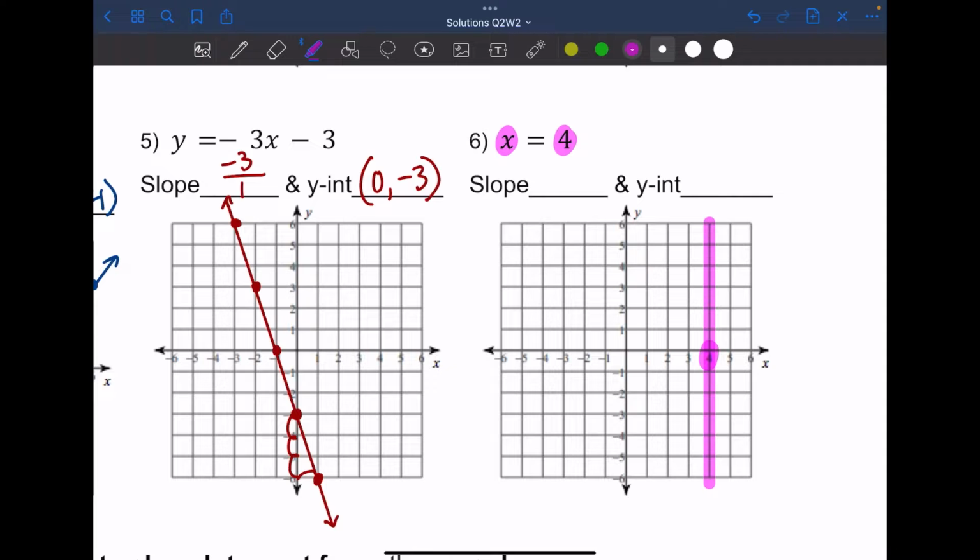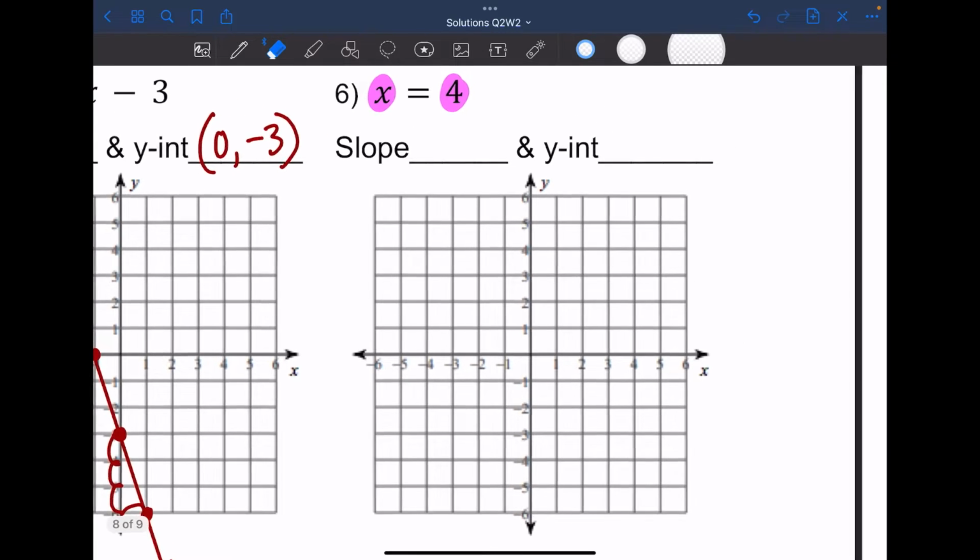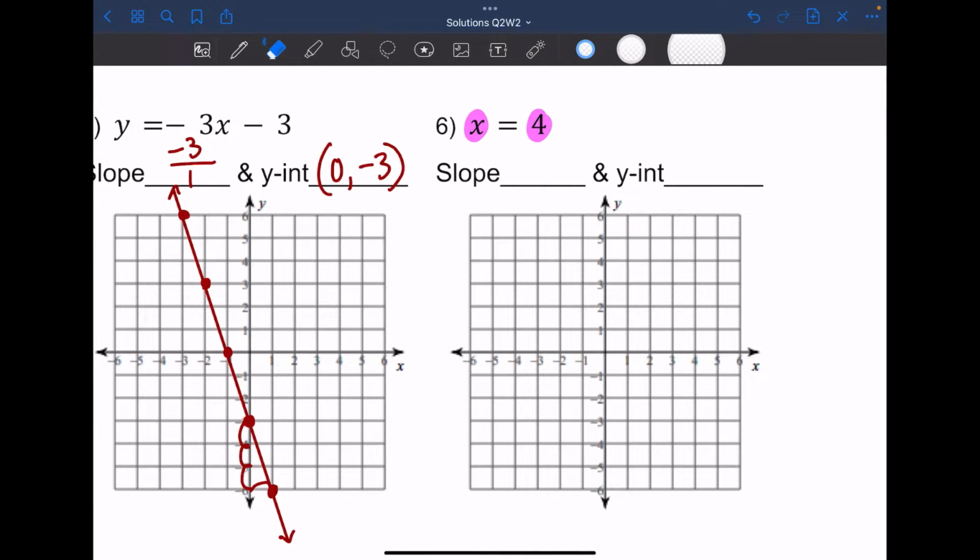So if I looked at them individually, we would have (4, 1), (4, 2), (4, 3), (4, 4), (4, 5), etc. So I'm going to use that to graph my line. That's really what my line is going to look like, because y is not involved in this. It's not actually in our slope-intercept form. So our slope here is actually undefined because there is no y, so our slope is undefined.